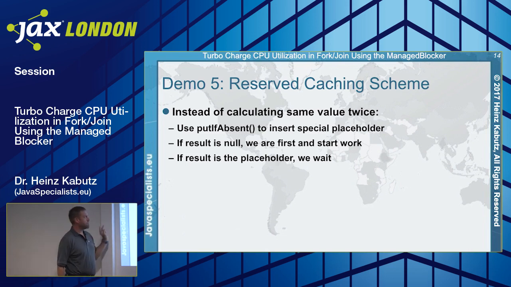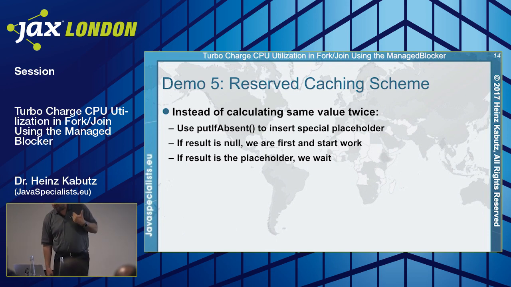But if you get back that special placeholder object, it means that somebody else beat you to it, and you now wait for their answer. So that's how we're going to do it. If we get back null, it means we were first, we start work. Otherwise, if we get back the placeholder, then we wait until the first one's finished. Otherwise, it's a valid number, you just simply return it. So there are 3 different possibilities here.